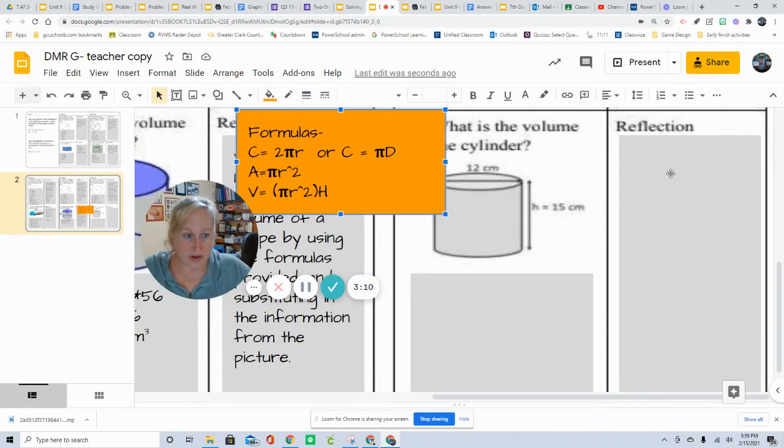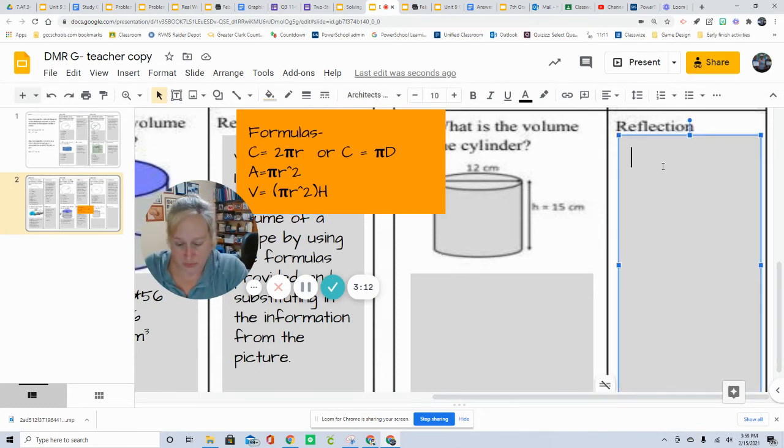All right, so now we're working on volume. So volume takes up space. It is three-dimensional. There's 3 there, I'm sorry.